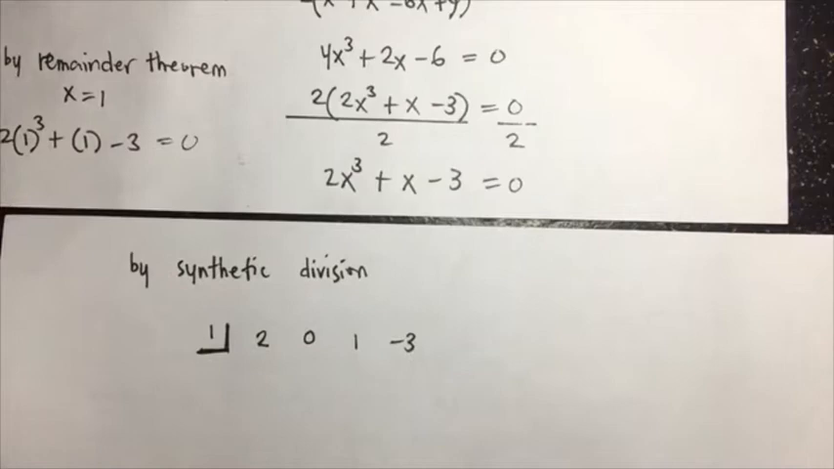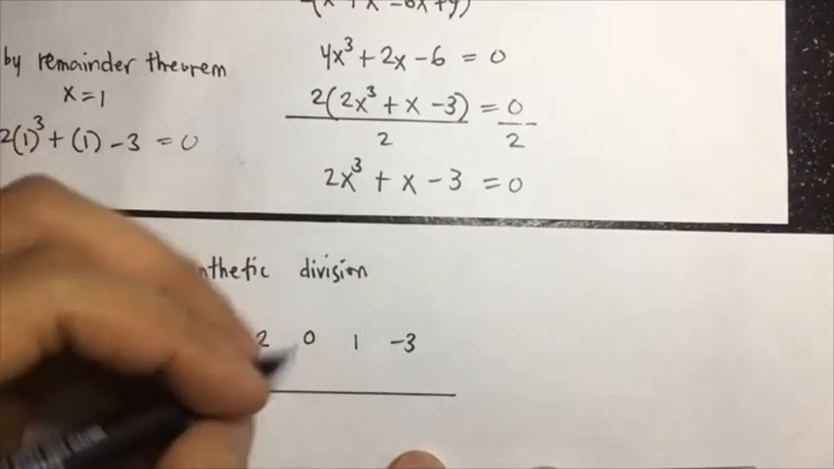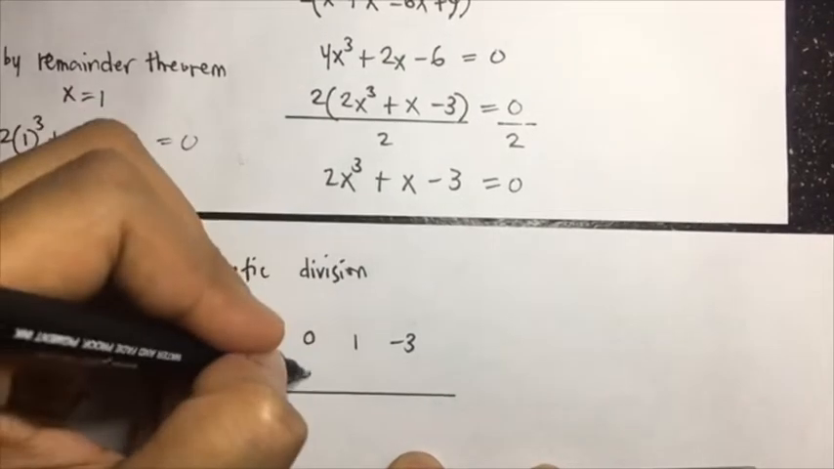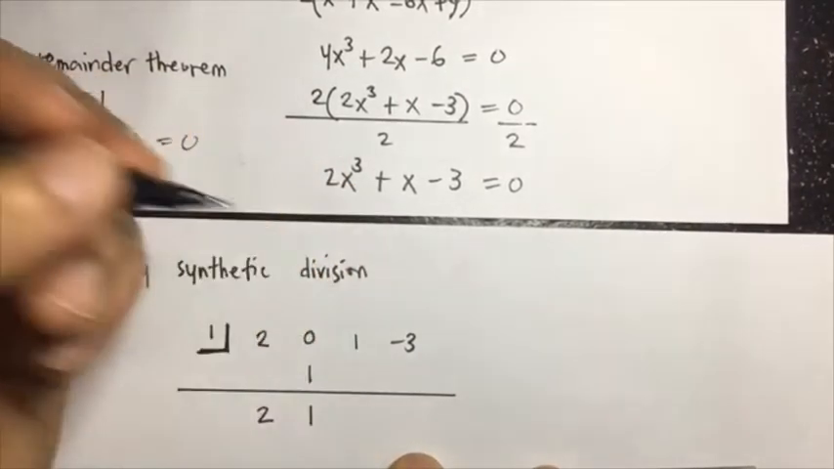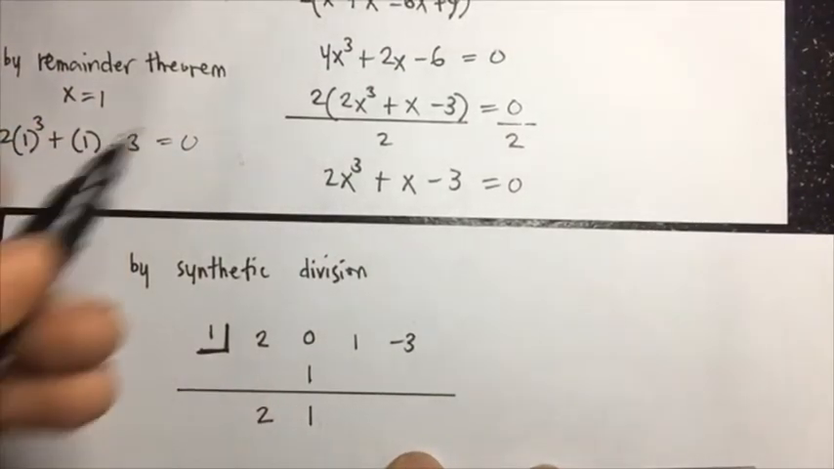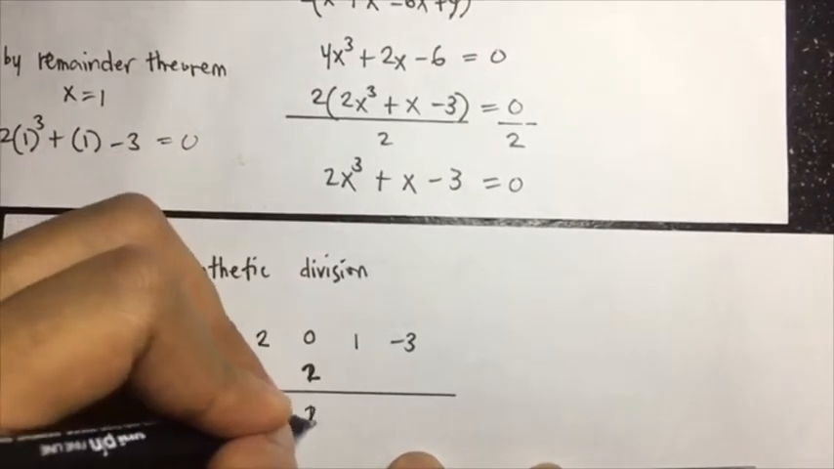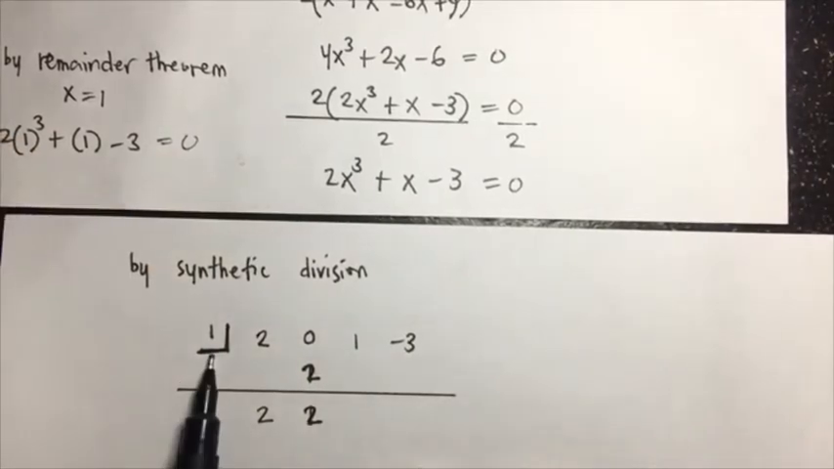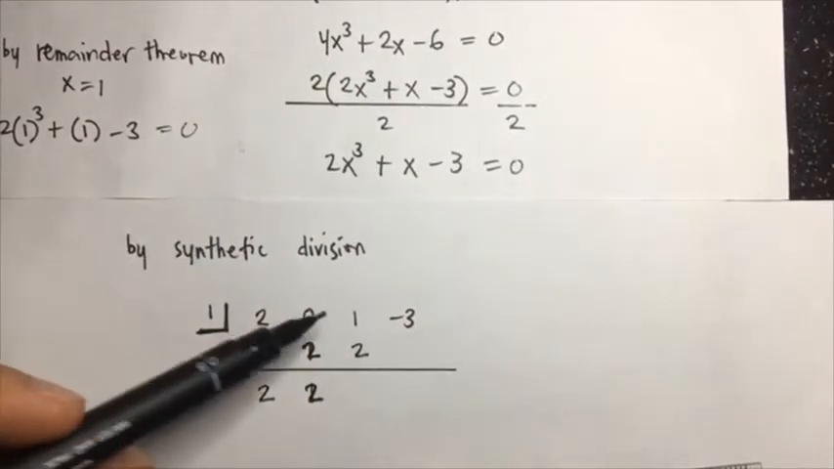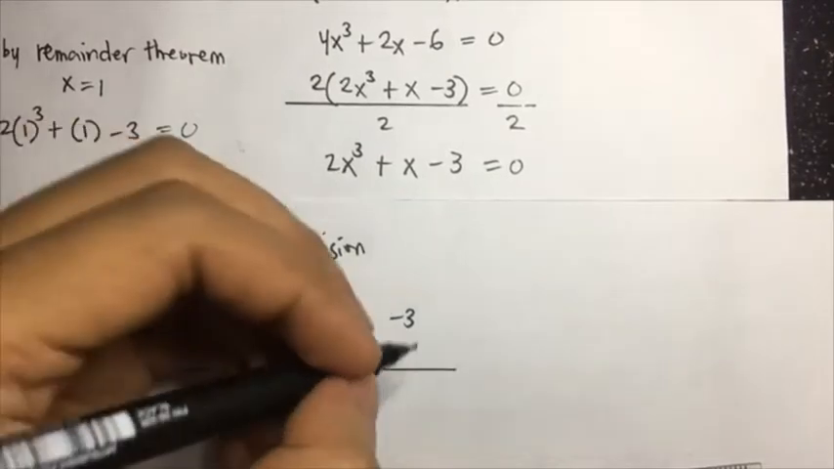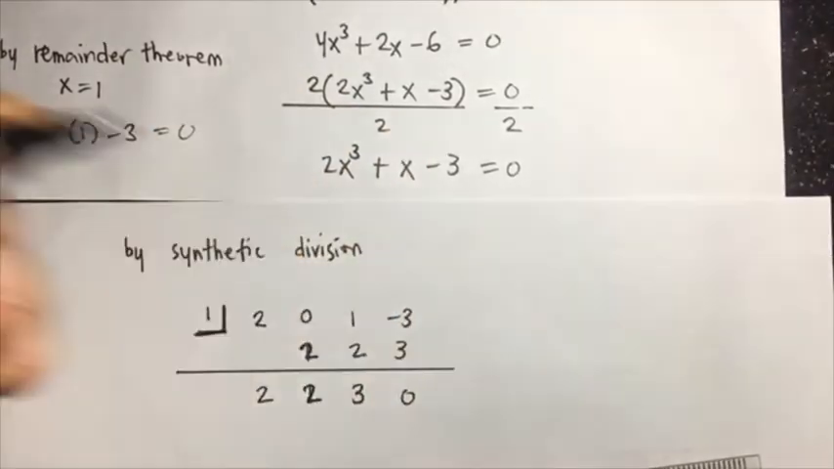So if we have 1 there, let us divide. So 2, bring down 2, times 1 is 2, add 0 plus 2, that is 2, and then 2 times 1 is 2, and then we have 1 plus 2, we have 3, 3 times 1 is 3, and then this will become 0.